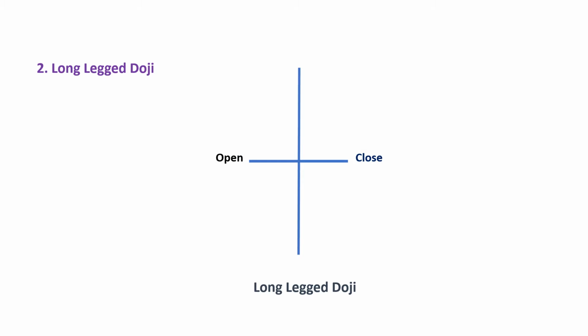The second one is a long leg doji. A long leg doji also looks like a cross shape. It occurs when the opening and closing prices are very close, which is a sign of market indecision. The long upper and lower shadows represent high volatility and price movement. Traders often see the long leg doji as a sign of trend reversal or losing strength.